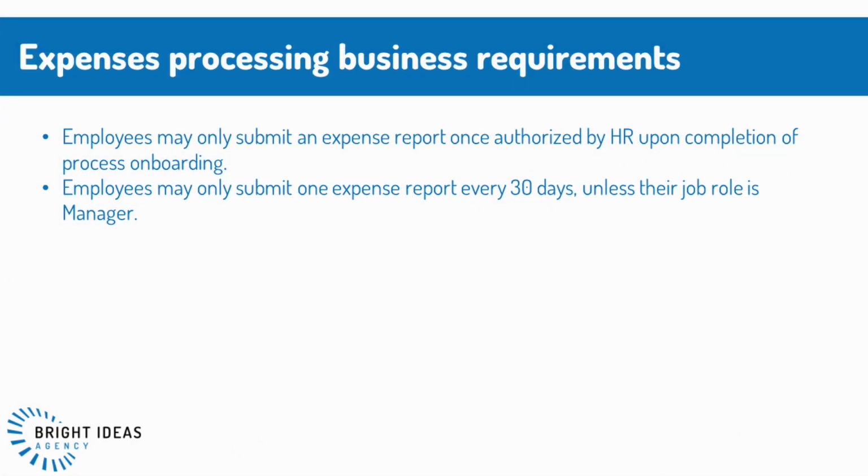So next, let's make this slightly more complicated. We're going to say employees can only submit their expense report once authorised by HR. Okay, we've got that. They can only submit an expense report once every 30 days, unless their job role is a manager. So managers are allowed to submit more than one expense report every 30 days.